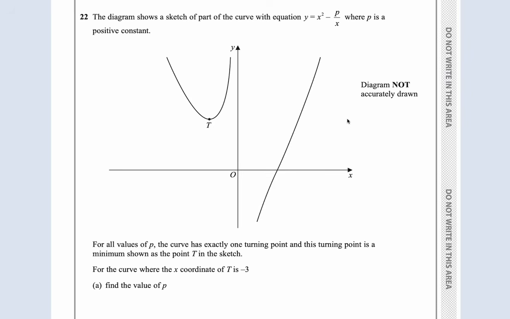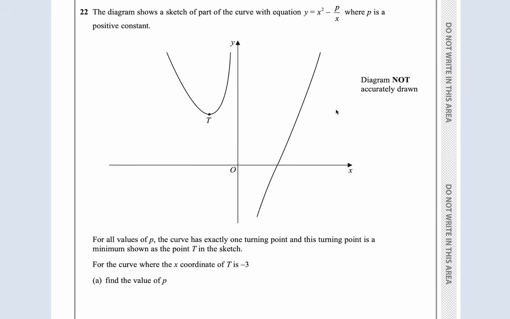The diagram shows a sketch of part of the curve with equation. This p is a positive constant for all values of p. The curve has exactly one turning point, and this turning point is a minimum shown as T in the sketch. For the curve where the x-coordinate of T is -3, find the value of p.